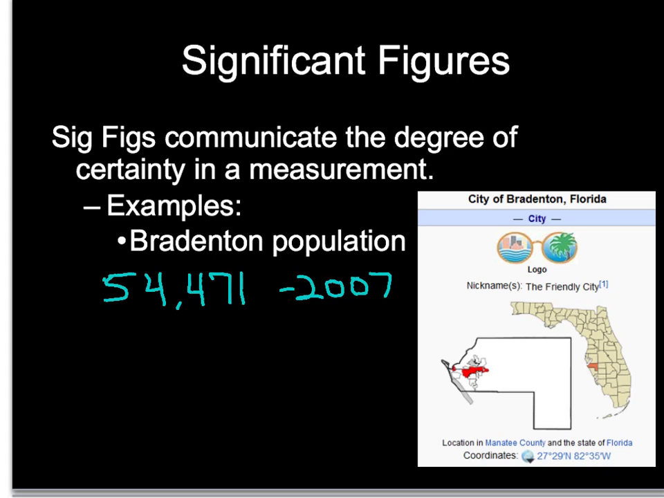Question for you would be, do you actually believe that even in 2007, although it's changed now, do you believe there was exactly 54,471 people? Do you believe this one to be correct? To what level of precision would you believe this number?